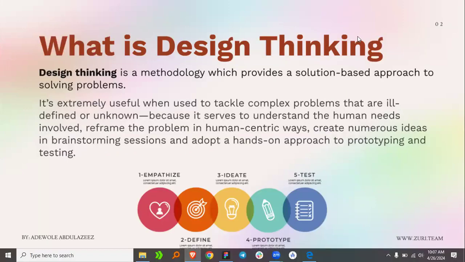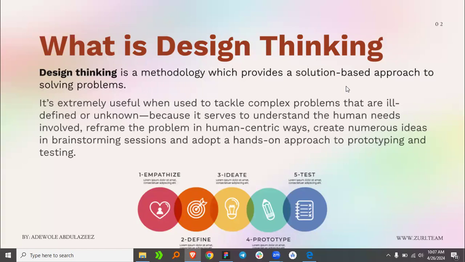Let me shift this one here. So what is design thinking? Design thinking is a methodology which provides a solution-based approach to solving problems. It's extremely useful when used to tackle complex problems that are ill-defined or unknown. No matter the form the problem comes in, you can always use design thinking to tackle it.